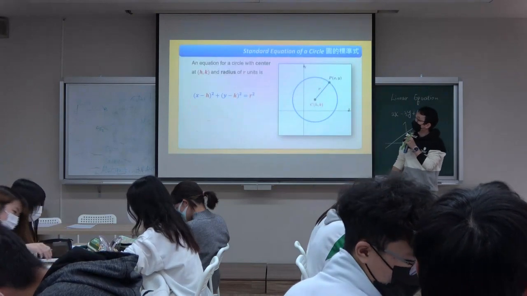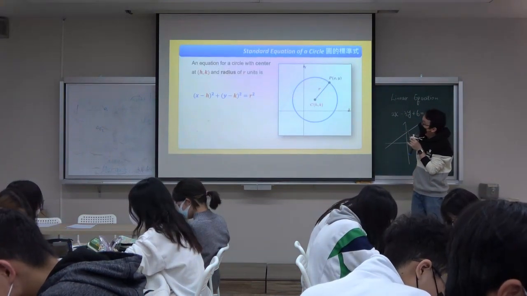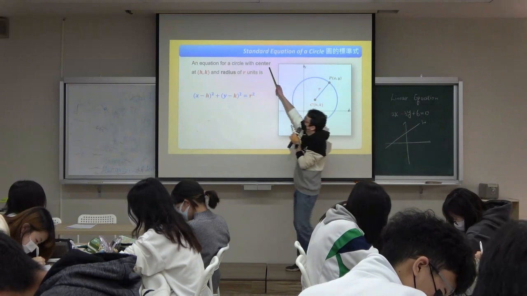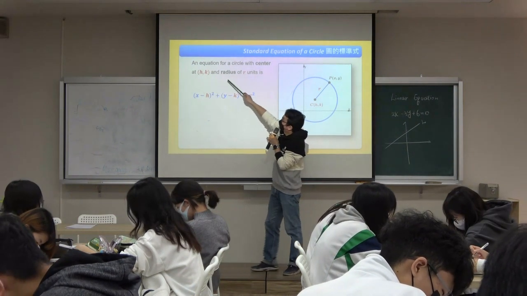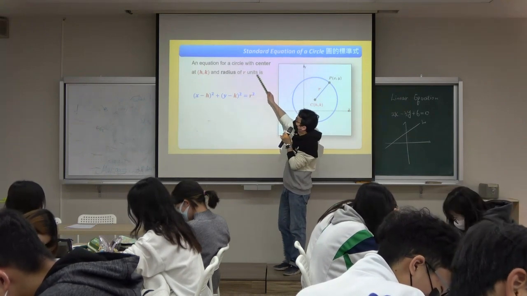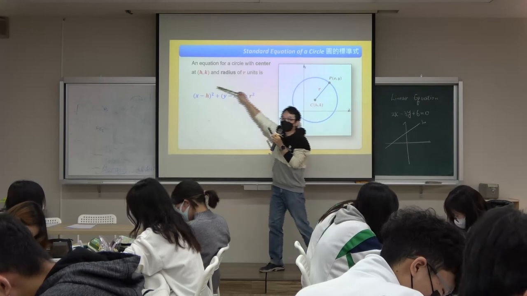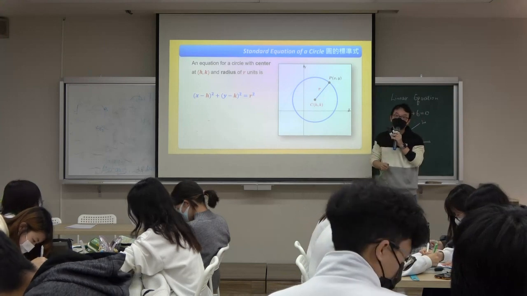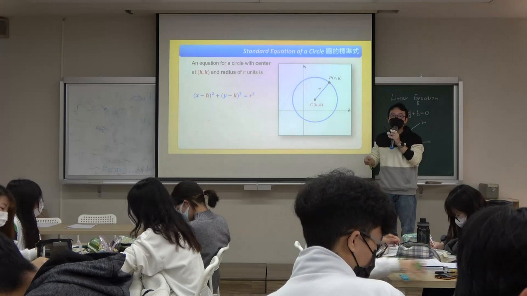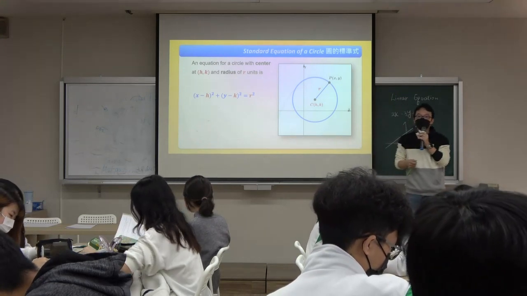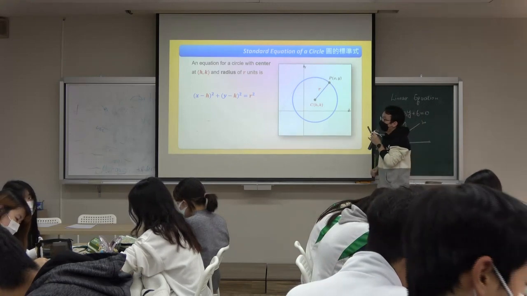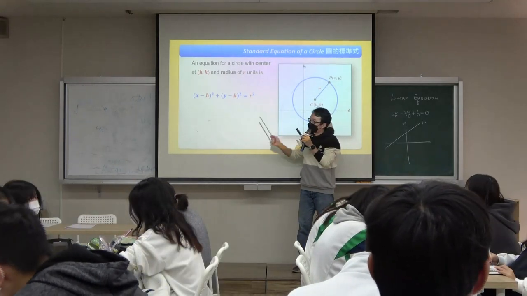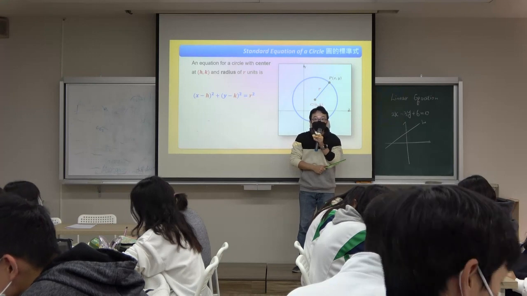And we have a conclusion here: an equation for a circle with center at h comma k and the radius of r units is like this. Okay, this is called the standard equation of a circle. Standard 我们都叫做标准式，圆的标准形式。And you can find that this is the Pythagorean theorem, right?